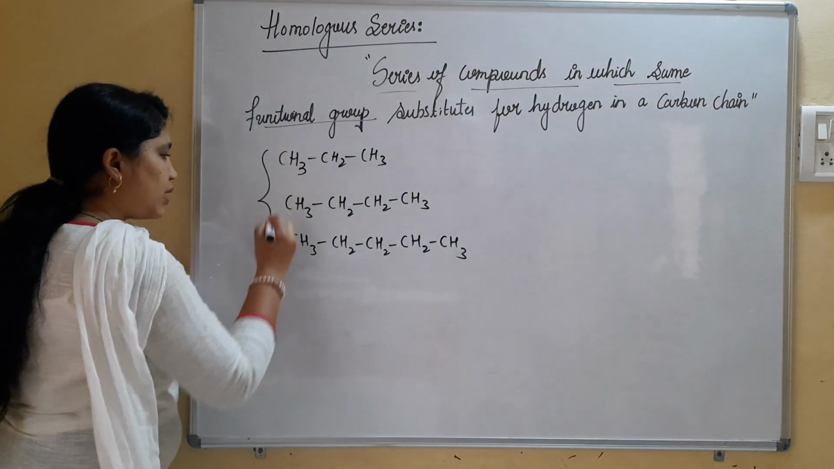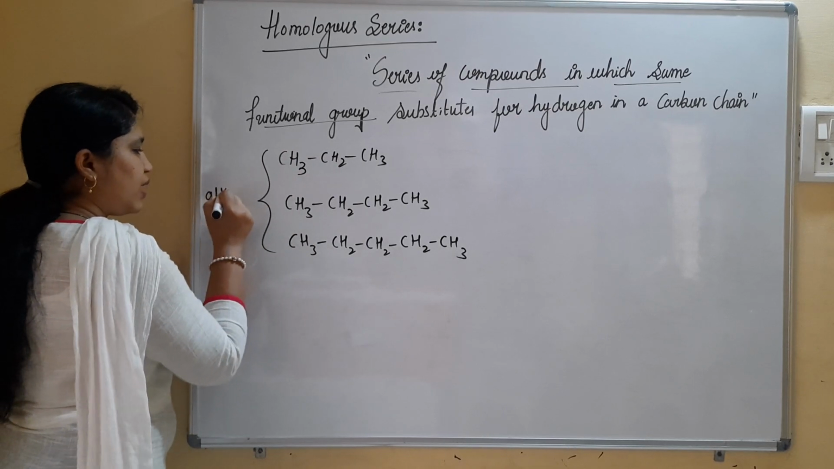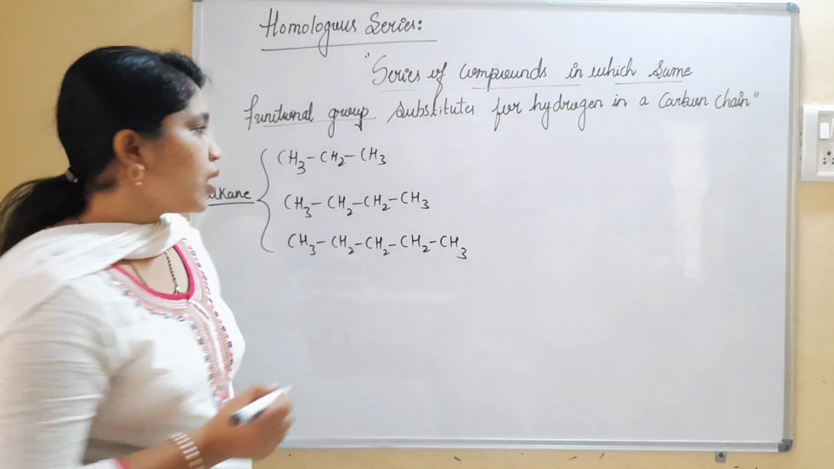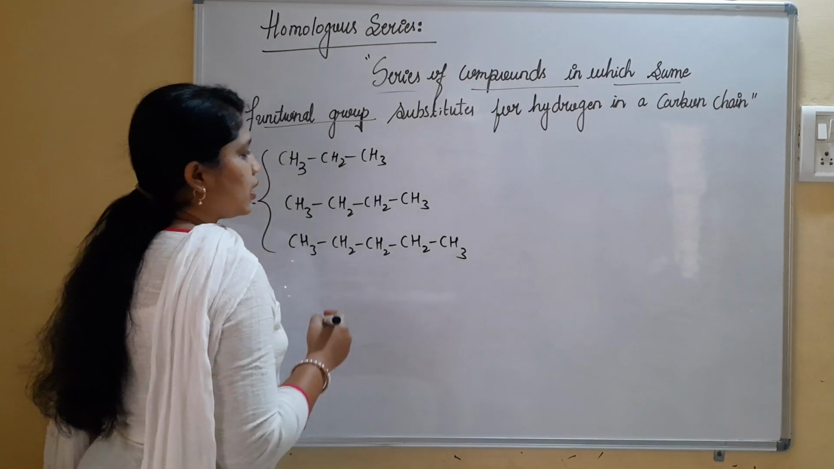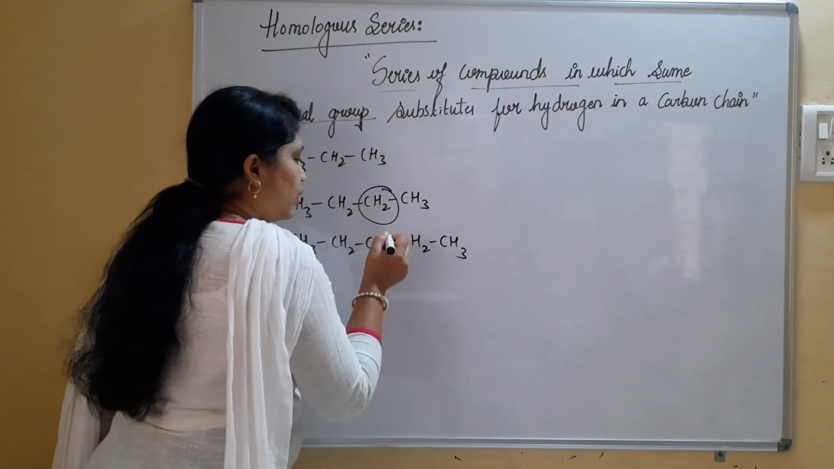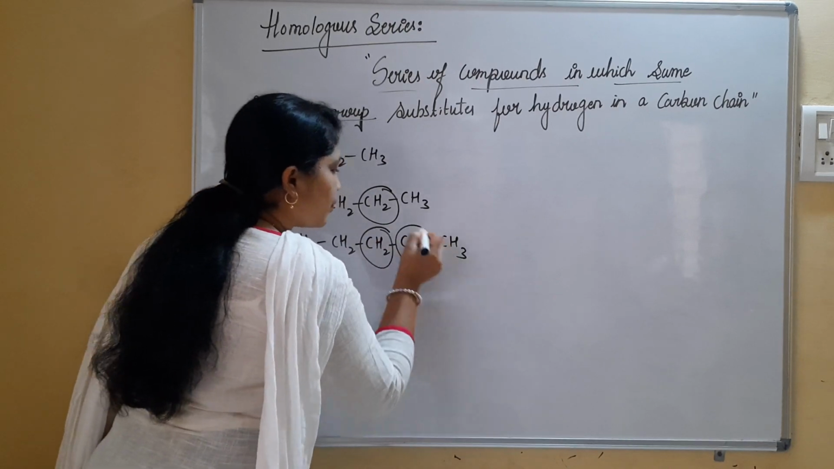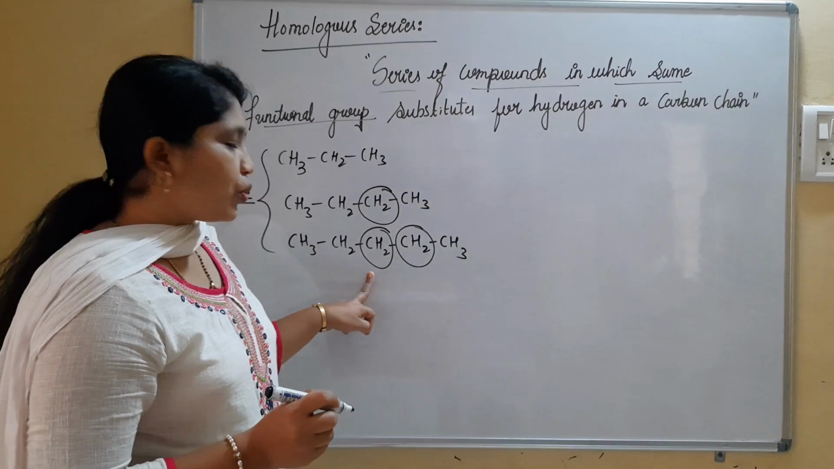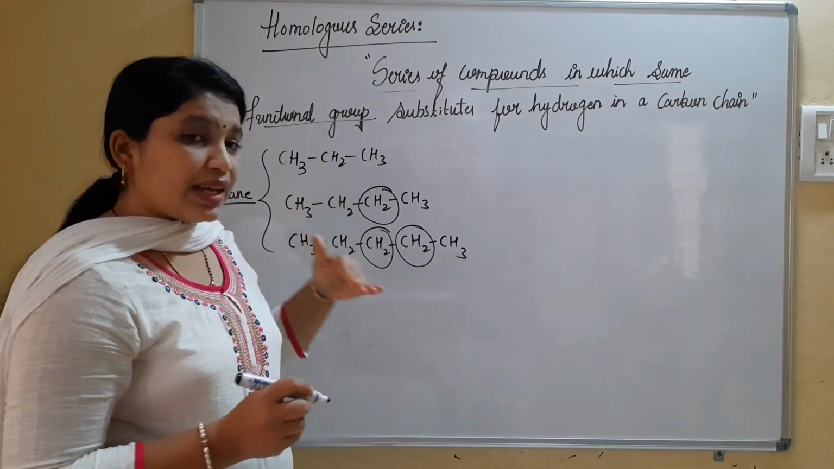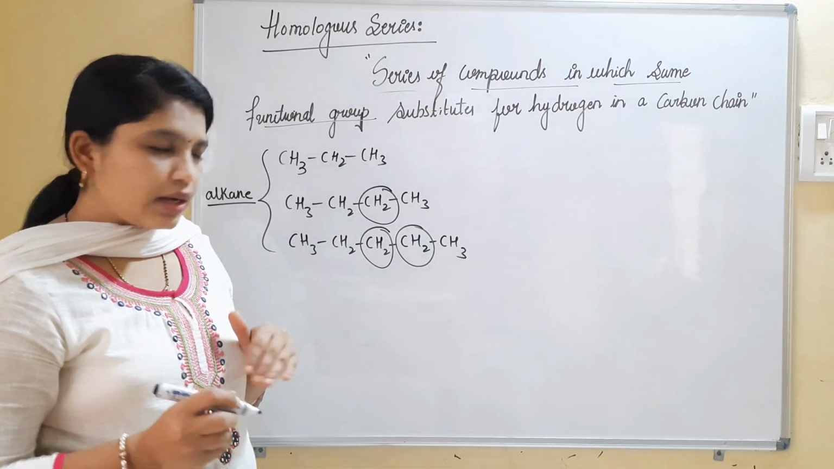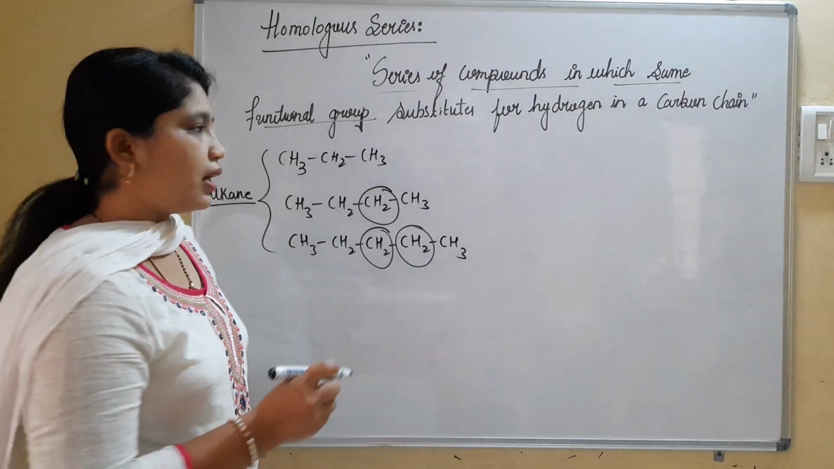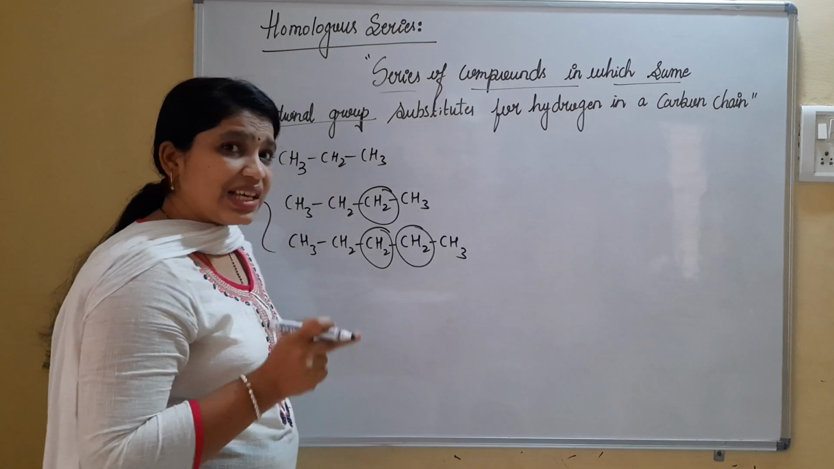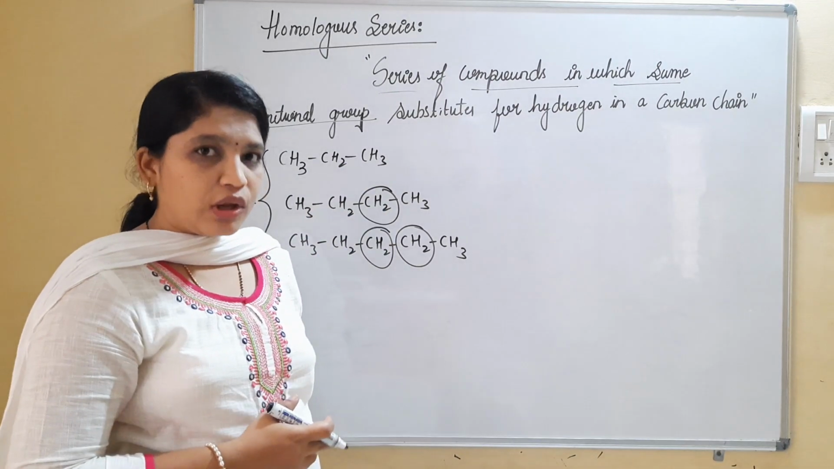So I can say that these are a set of alkanes. These are examples of a set of alkanes, right? So you can easily notice here, for every carbon there is an increase of these CH2 groups, right? One CH2 group for every carbon, it is increasing, right? And we can even consider that there is a difference of one CH2 group for each set of these molecules.